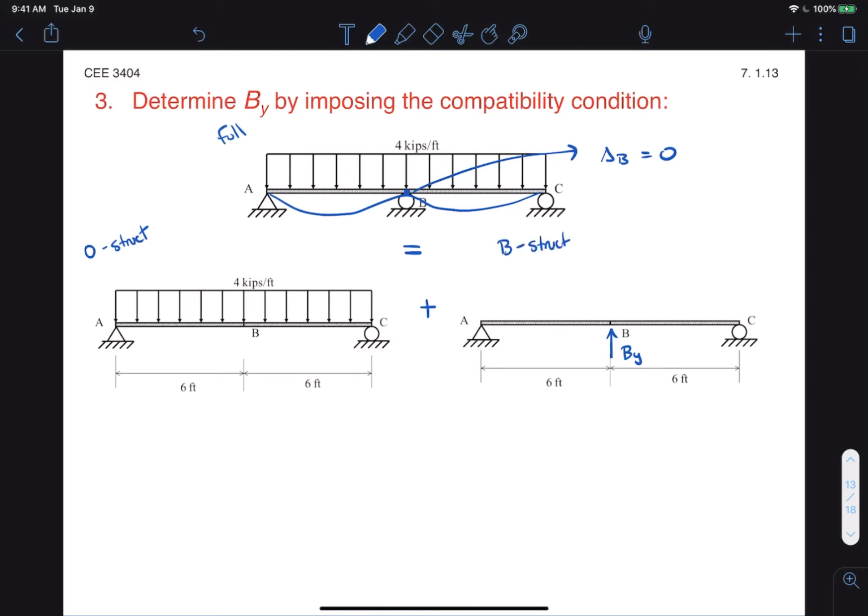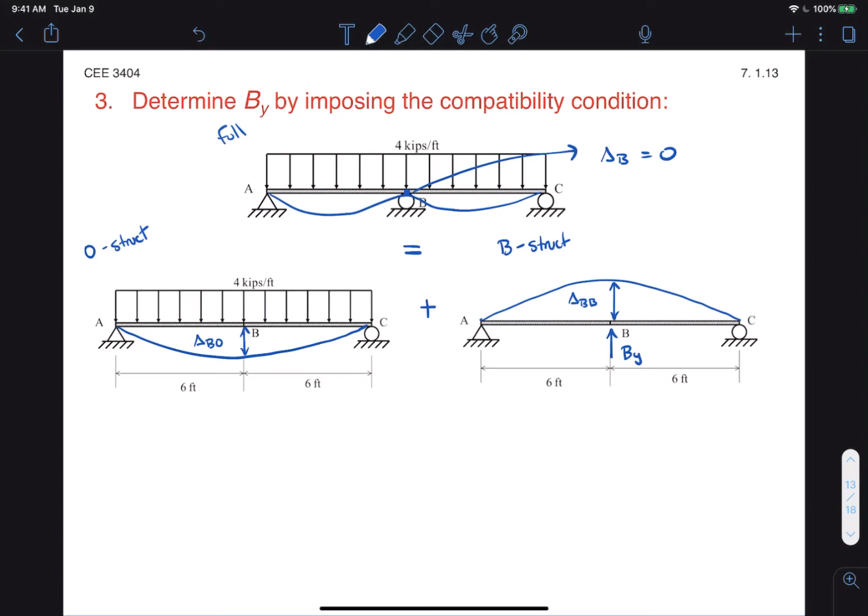Remember, because you might have multiple redundants, you could have multiple primary structures loaded at different locations according to those redundants. Okay, so what we're saying is that the 0 structure will deflect down in this way with a deflection delta B0. And the B structure will deflect up with a deflection delta BB. It stands for the B structure being loaded at B.